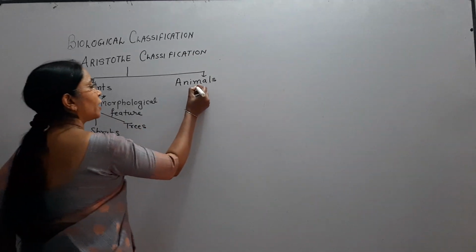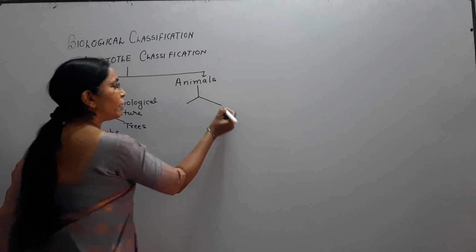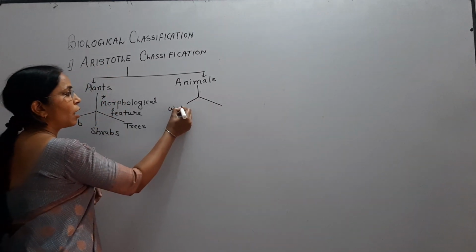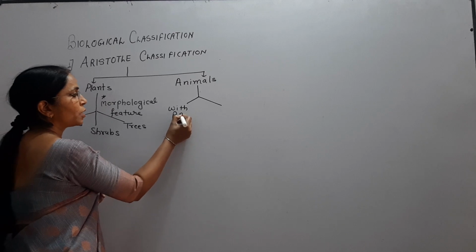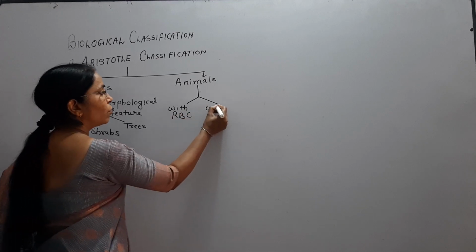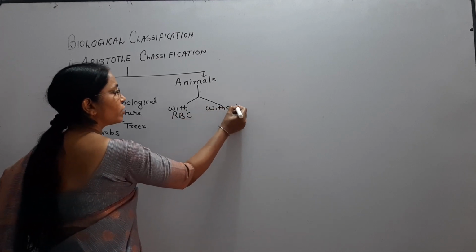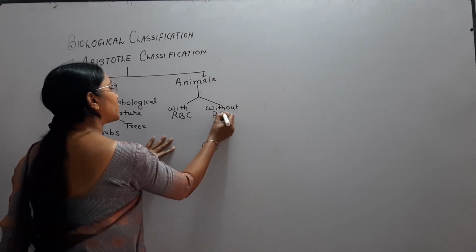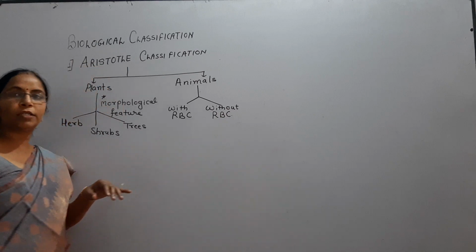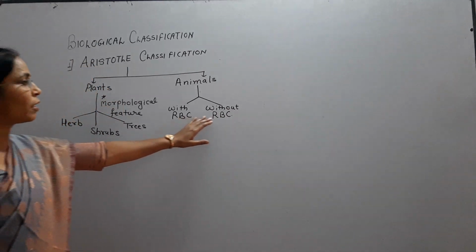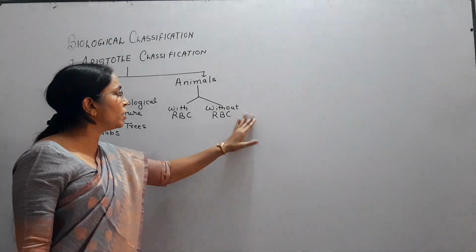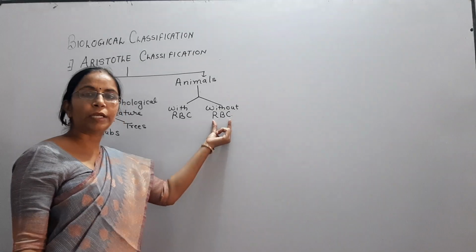Similarly, he divided animals into two broad categories: animals with RBC, or red blood corpuscles, and animals without RBC. He clearly distinguished the animal kingdom into two classes. In one class, he placed animals in which RBC is present, whereas the second group consists of animals where RBC is completely absent.